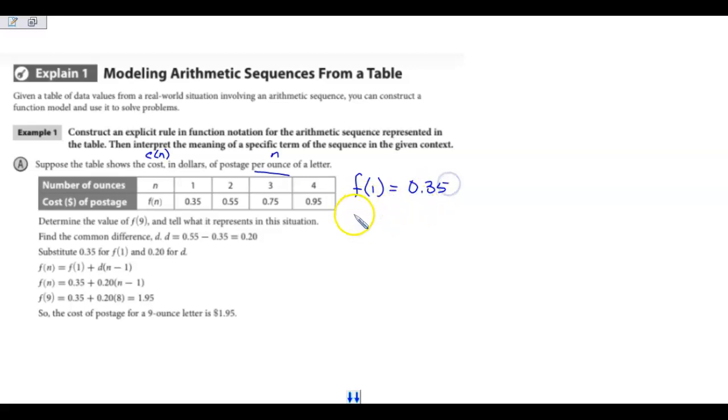And then they want us to find the common difference. Well, if I take each of these and subtract, 55 cents minus 35 cents, I get 20 cents. 75 cents minus 55 cents is 20 cents. And 95 cents minus 75 cents is 20 cents. So my common difference is 20 cents.